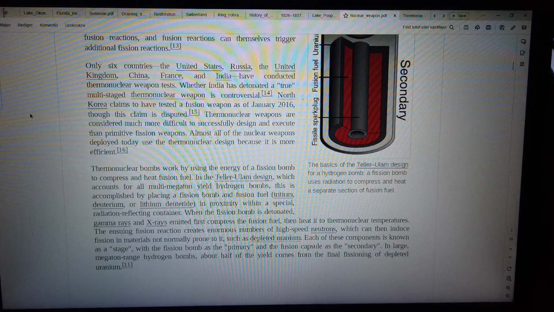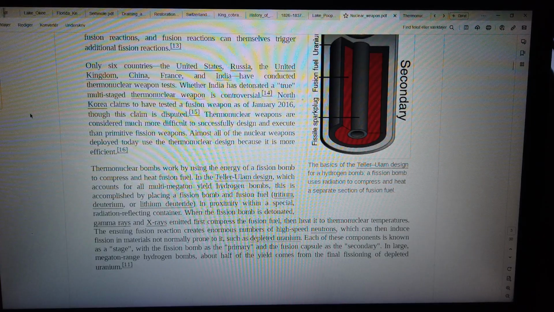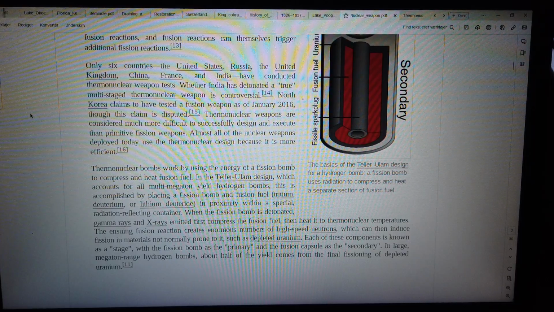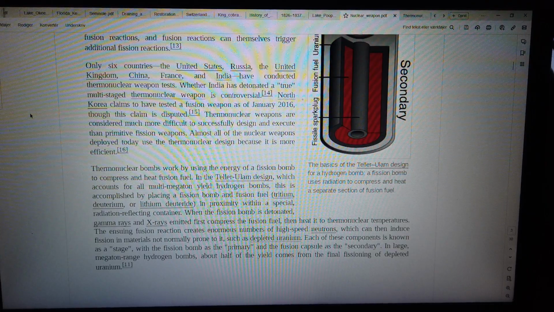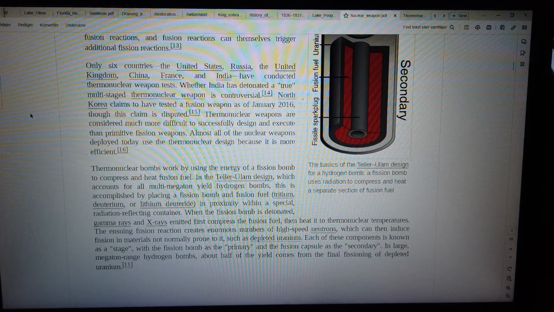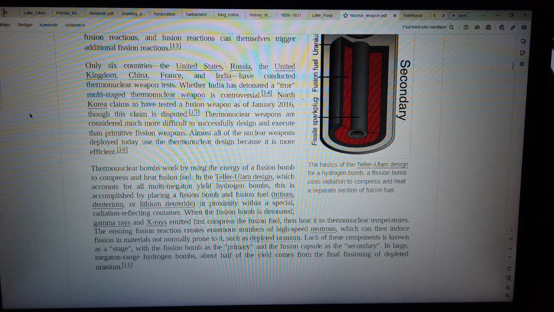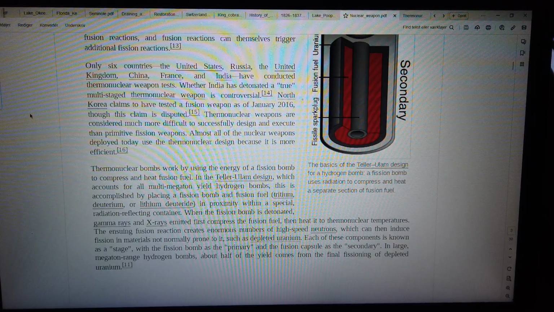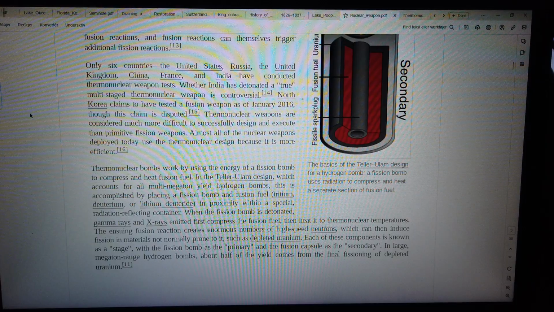Thermonuclear bombs work by using the energy of a fission bomb to compress and heat fusion fuel. In the Teller-Ulam design, which accounts for all multimegaton yield hydrogen bombs, this is accomplished by placing a fission bomb and fusion fuel, tritium, deuterium, or lithium deuteride, in proximity within a special radiation-reflecting container. When the fission bomb is detonated, gamma rays and X-rays emitted first compress the fusion fuel, then heat it to thermonuclear temperatures. The ensuing fusion reaction creates enormous numbers of high-speed neutrons, which can then induce fission in materials not normally prone to it, such as depleted uranium.